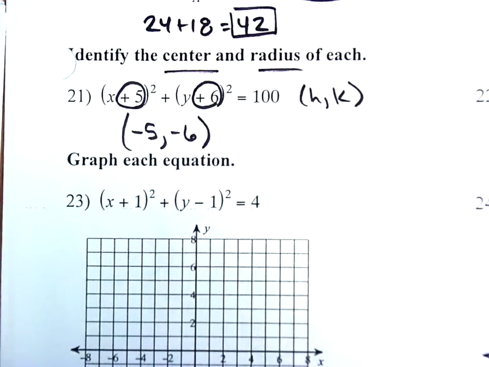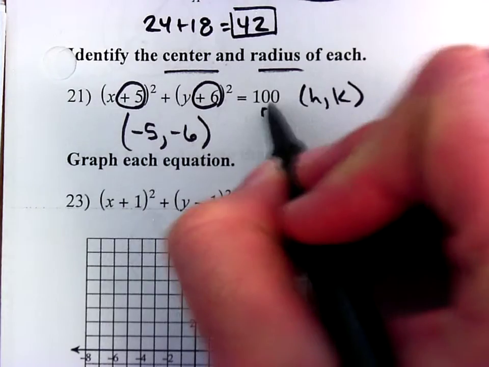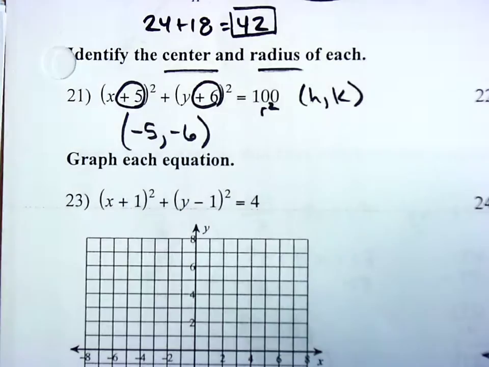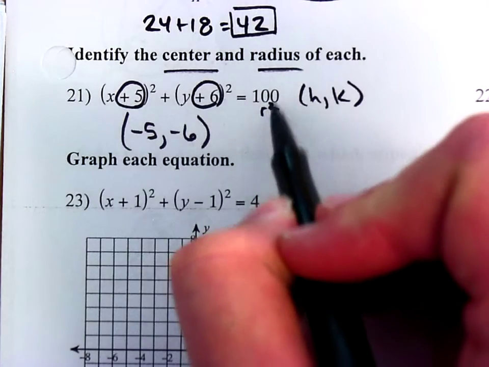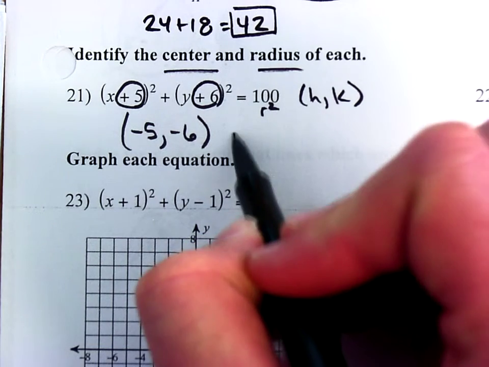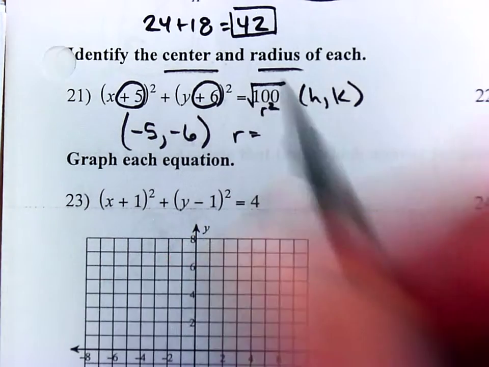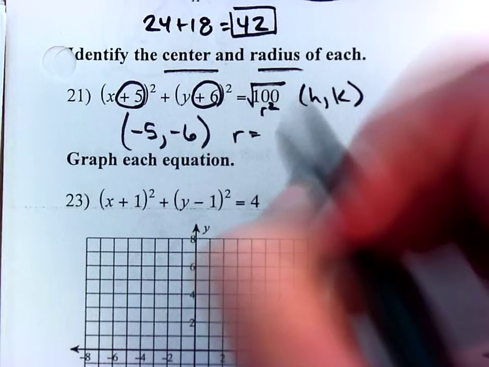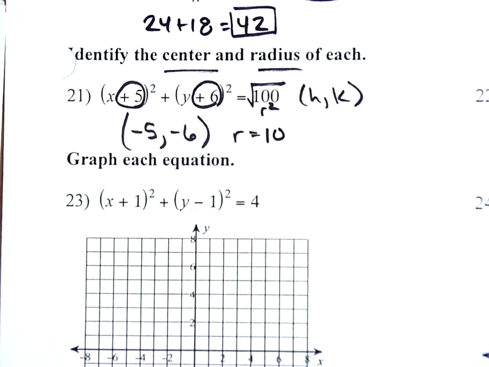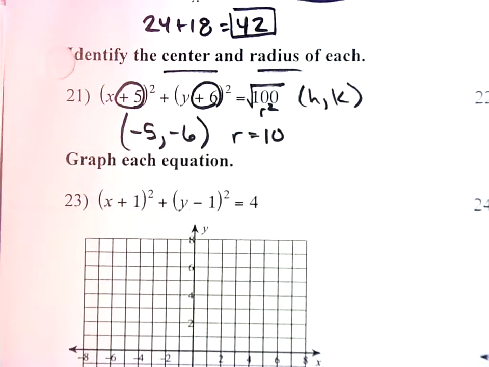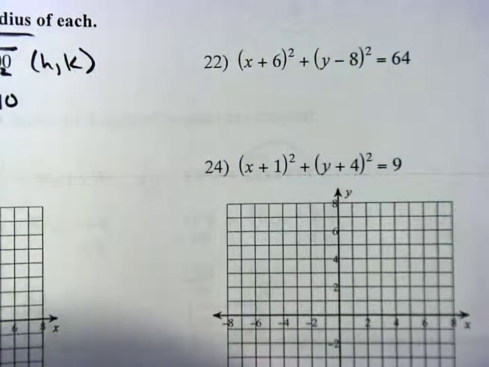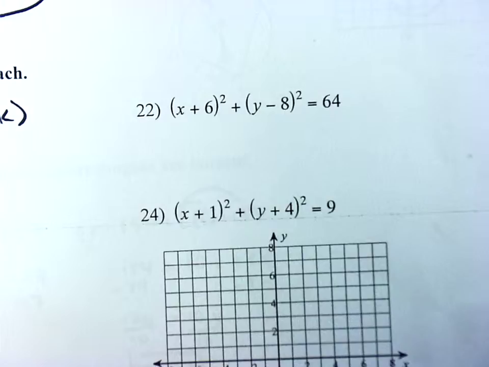That's our center. And then again, because of the way that our equation works out, 100 is r squared. So to get r, or radius, we just need to square root that 100. So we get r equals 10.